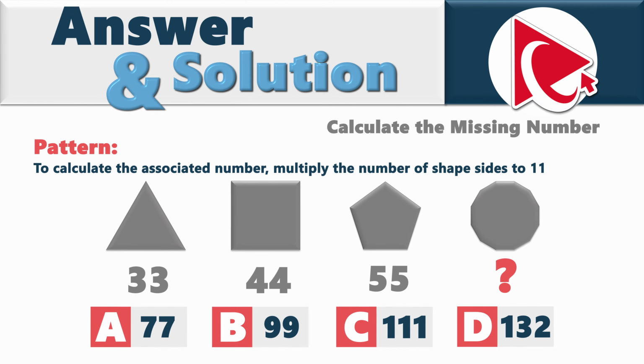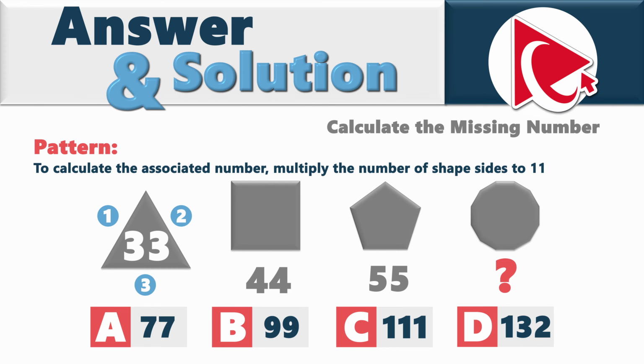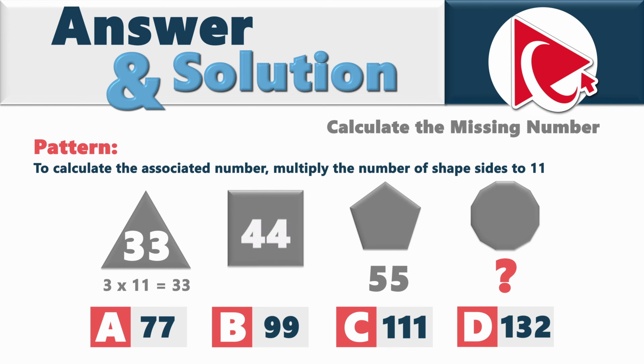To calculate the number associated with the shape, you need to multiply the number of shape sides by 11. Let's look at the example. The first shape is the triangle. Triangle has 3 sides, 1, 2, and 3. And to calculate the number associated with triangle, we need to multiply 3 by 11, and the associated number is 33. Let's look at other shapes.